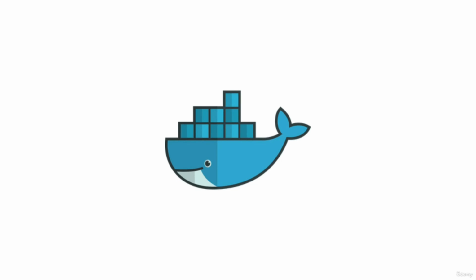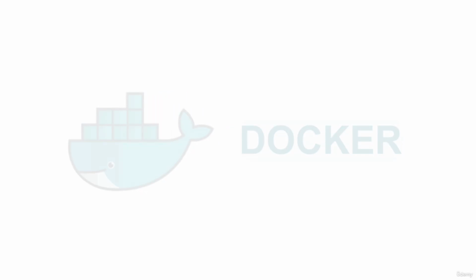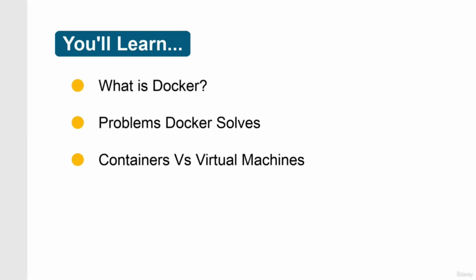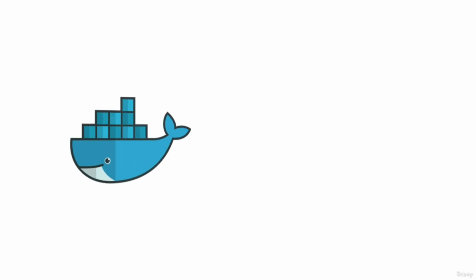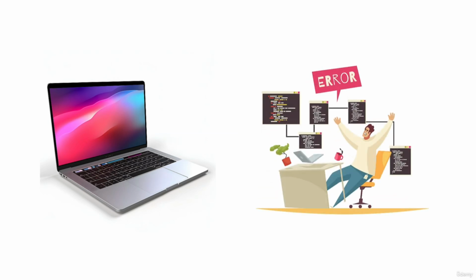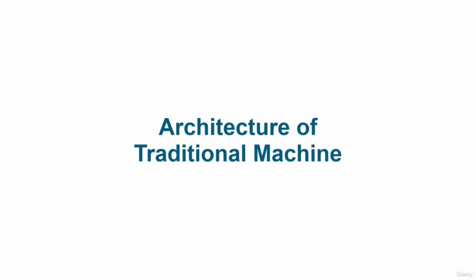In this lesson, you will learn about Docker. I promise you that by the end of this video, you will have a clear understanding of what Docker is, the problems it solves, and how it differs from virtual machines. But to fully understand Docker and why it was created, it's important to know how traditional machines work and problems that come up when deploying applications on them. So let's start by understanding the architecture of a traditional machine.